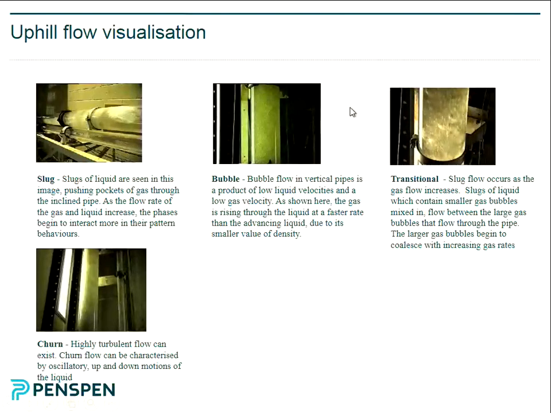So this is the churn flow. So unstable, basically, not very efficient. Bits of it fall back and then get picked up again, and then literally go around in circles.